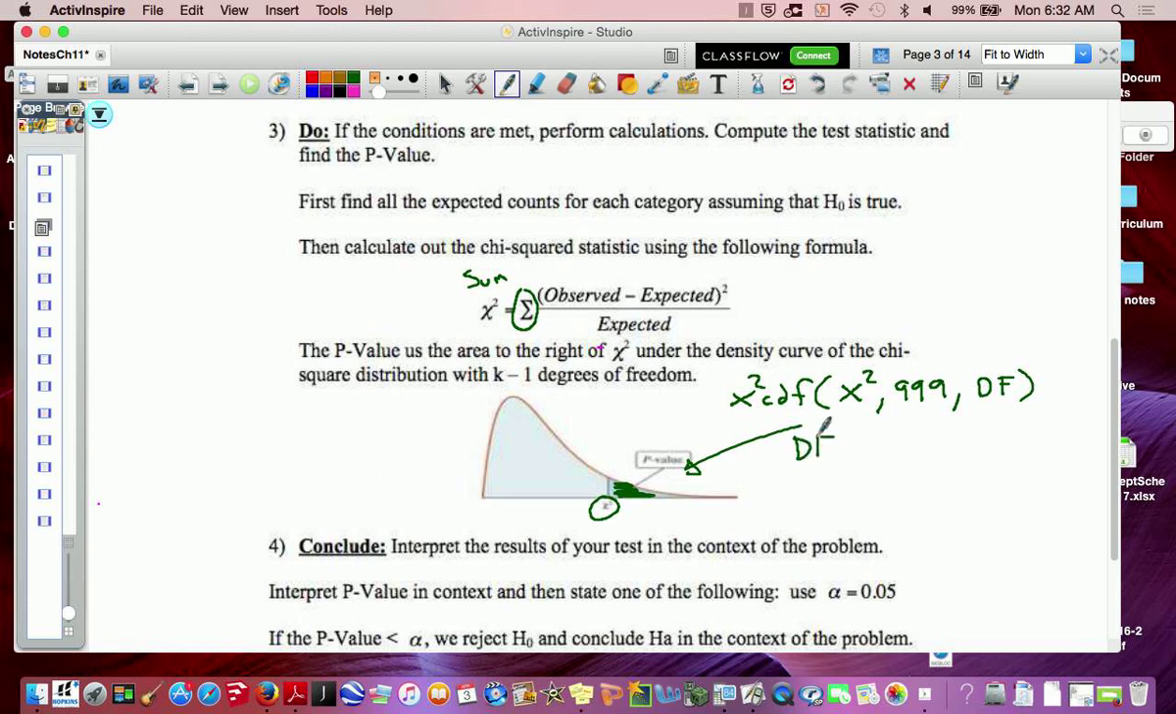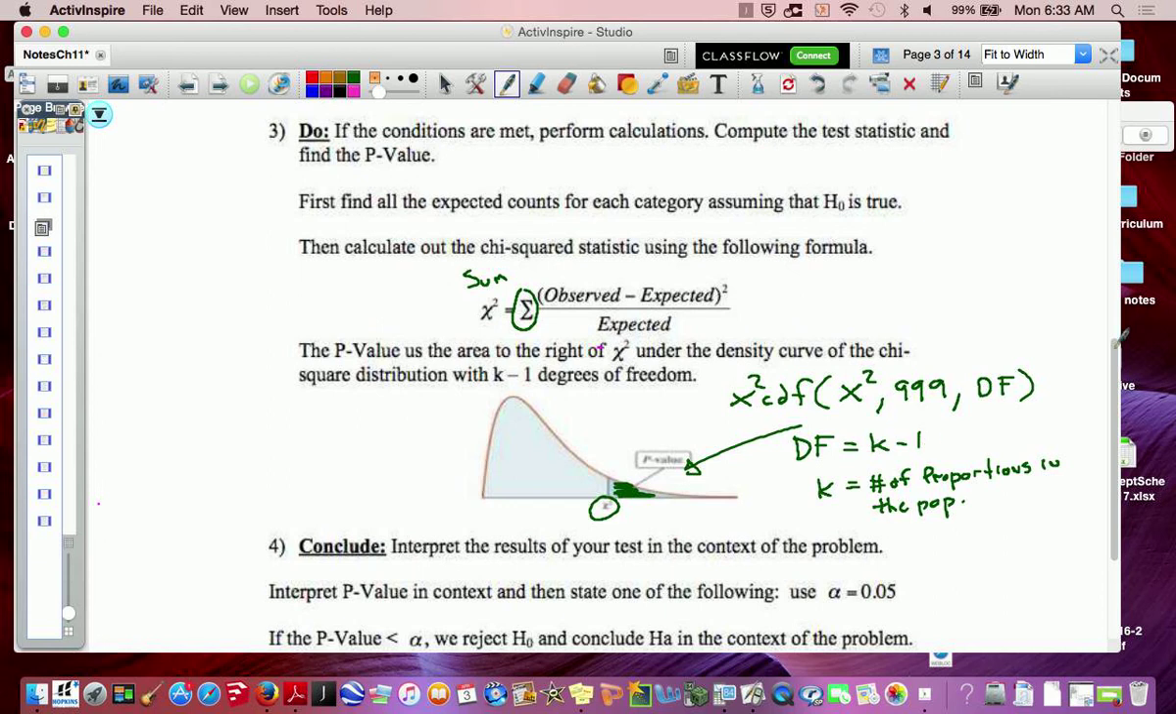Now your degrees of freedom, we like to define as k minus 1, where k is the number of proportions in the population. Basically what we're saying is how many different groupings are there within that population that you're looking at. Like in that example of the number of births within the days of the week, there were 7 different days you could be born on. So your degrees of freedom would have been 7 minus 1, or 6.